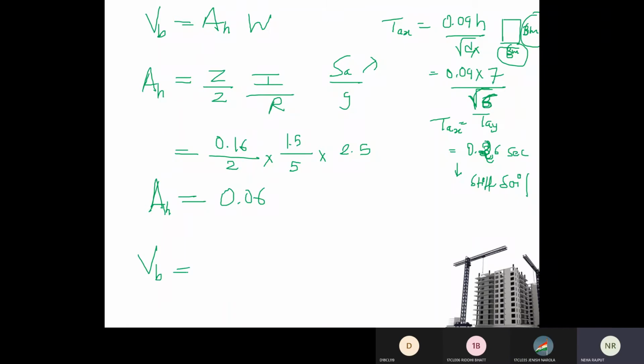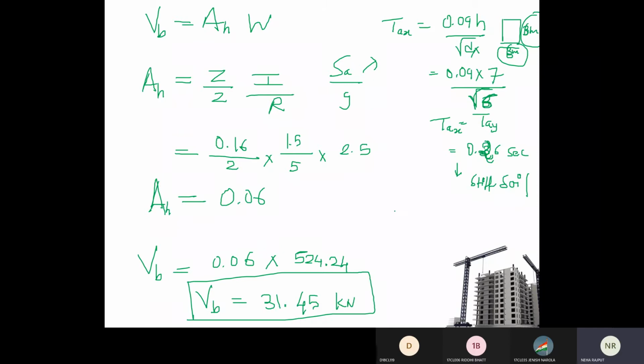Now VB is equal to 0.06 into 524. Let's see, 31.45. It comes out so small. So this is your base shear.